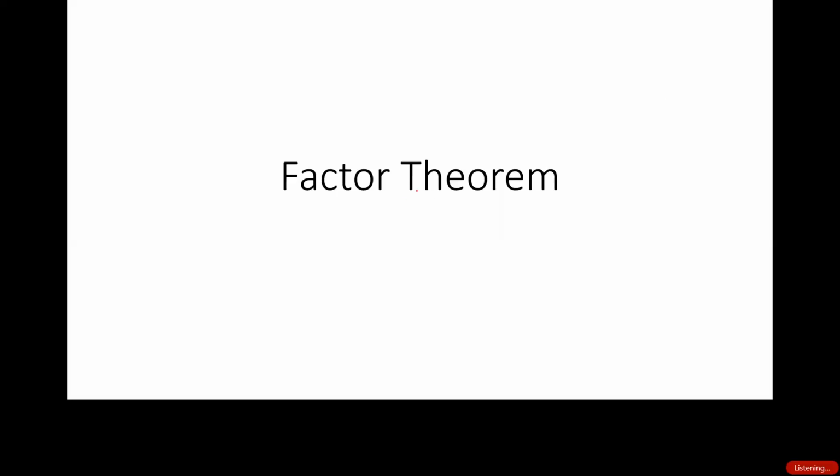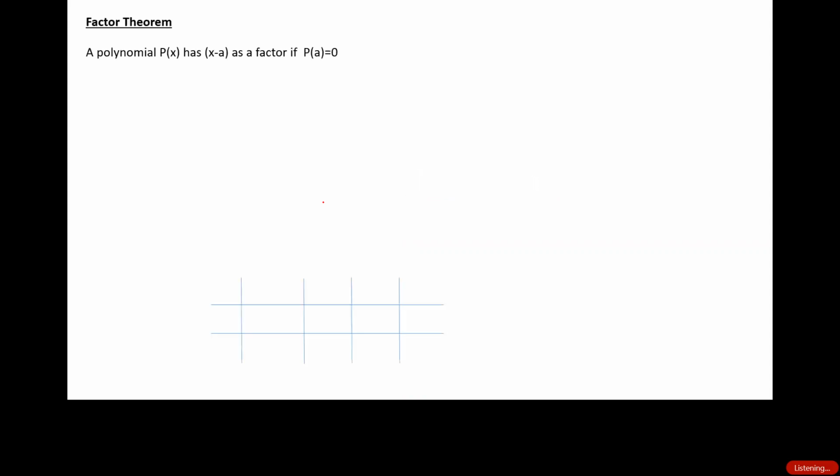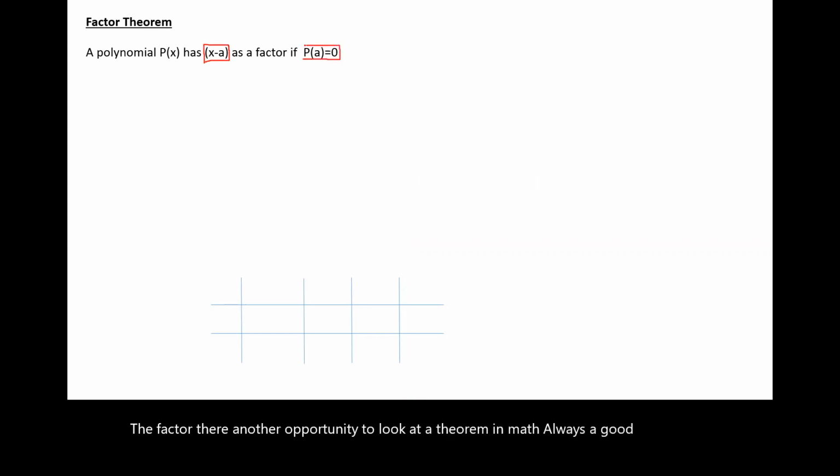The factor theorem. Another opportunity to look at a theorem in math, always a good thing. And the factor theorem is going to incorporate the remainder theorem and give us a method for factoring polynomials. Here we go. So a polynomial p of x has x minus a as a factor when p of a equals 0. So it's very much the remainder theorem in reverse.